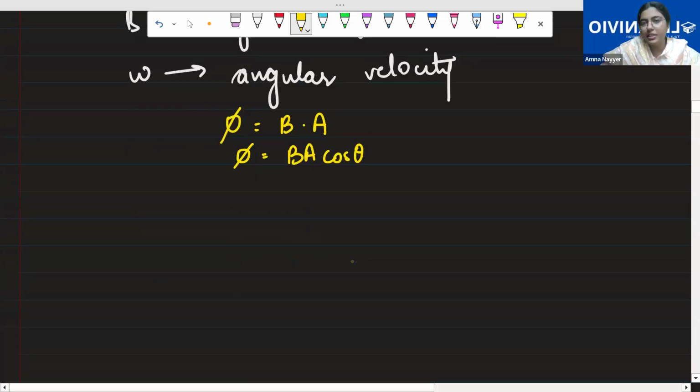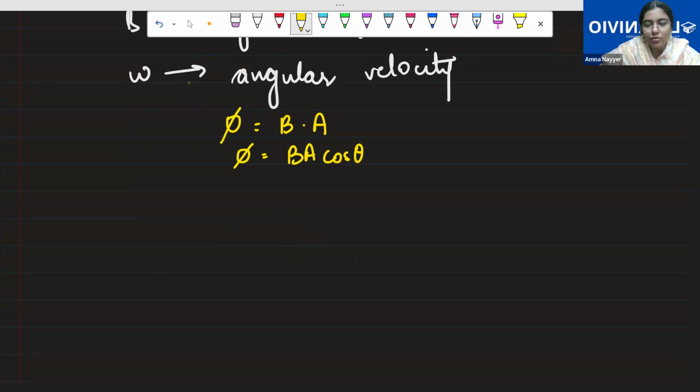Now here one modification I'll do. Instead of writing theta, I'll use angular velocity because the coil is rotating. Now, do you remember any relation from class 11th, Raneem, which connects angular velocity and angular displacement?